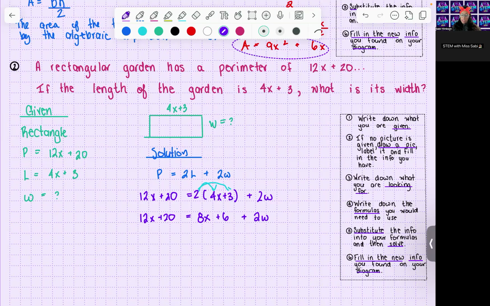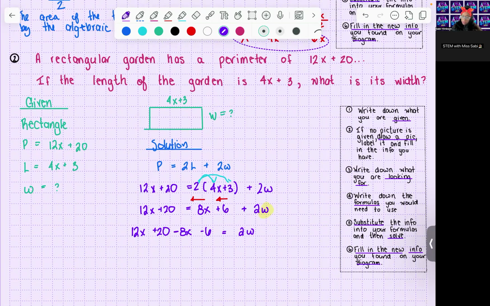Okay, so I want to isolate this w because I'm trying to find width. So I got to move everything away, because that's what isolation means. When something is isolated, it's by itself. So I'm going to move everything away. When I move them over the equal sign, they change signs. So if it was a positive 8x, now it's a negative 8x. The positive 6 becomes negative 6. And then I have 2w on that side.